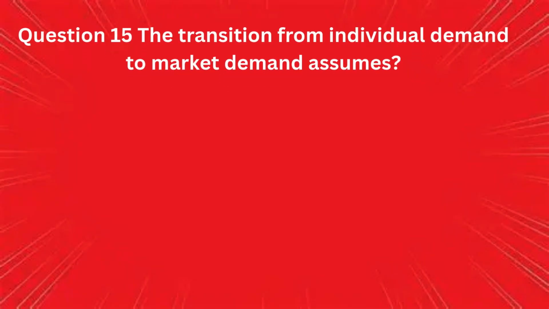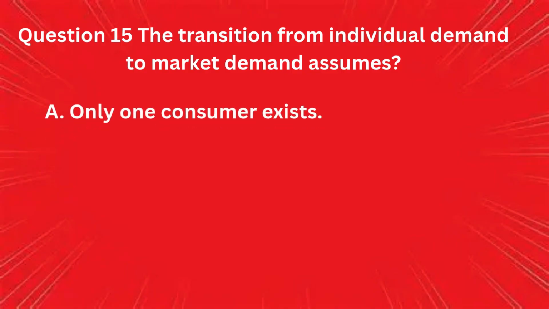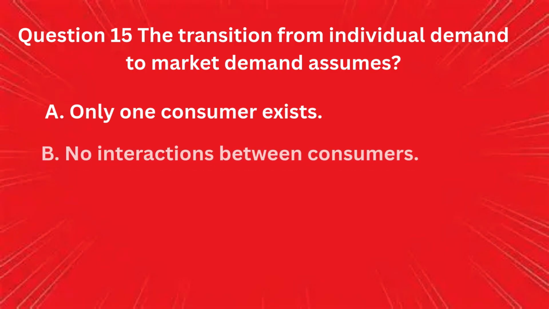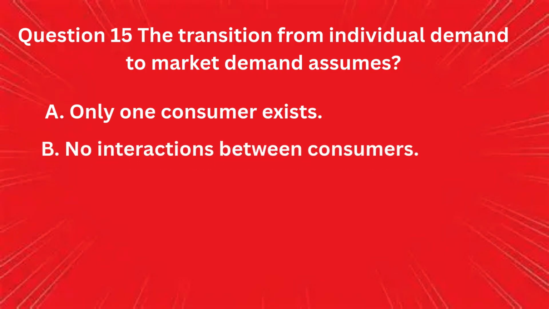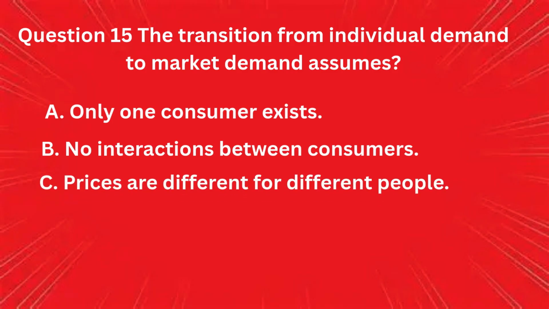Question 15. The transition from individual demand to market demand assumes A. Only one consumer exists. B. No interactions between consumers. C. Prices are different for different people. D. Incomes are all equal.